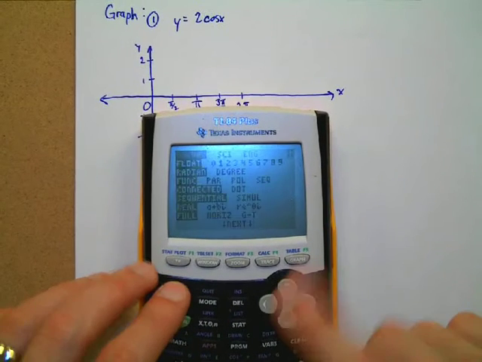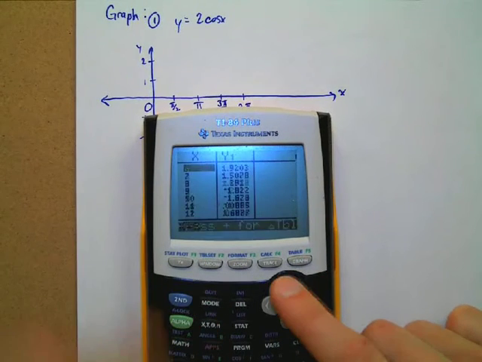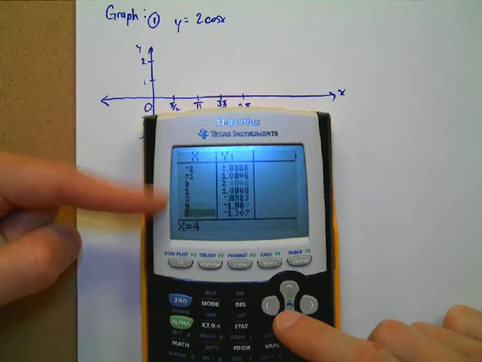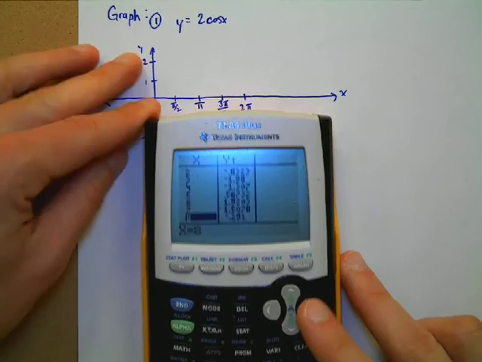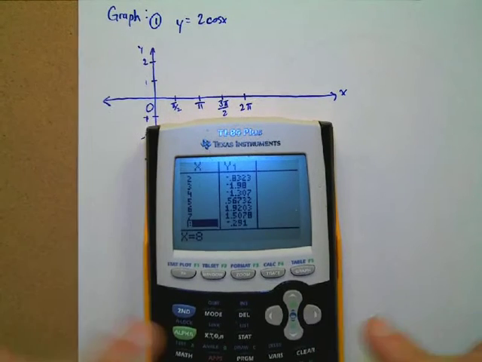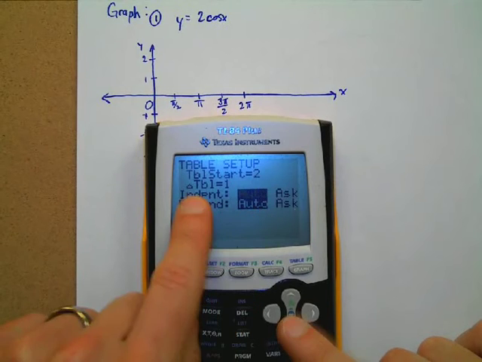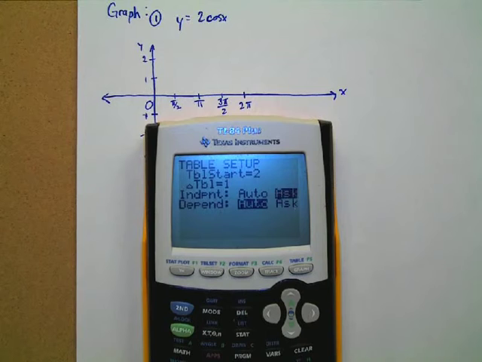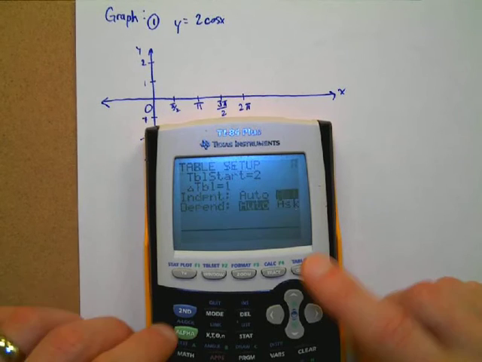The problem with my table is that it only counts by ones. I need pi over 2, pi, 3 pi over 2, and 2 pi. So you can adjust your table if you press second window. Remember how to do this? I'm pretty sure I showed you guys this. Change your independent from auto to ask. This will allow us to type in our own x values that we want the calculator to evaluate for us. I go back to my table, and it's empty because it's waiting for me to type stuff in.